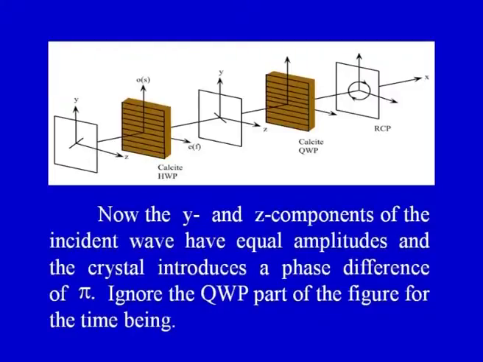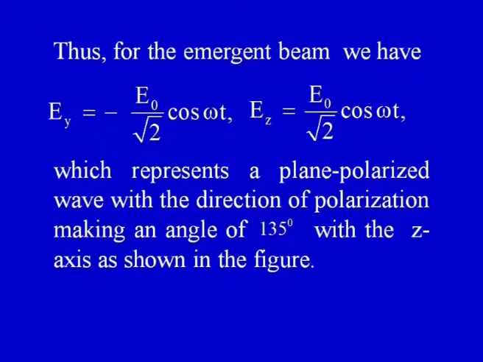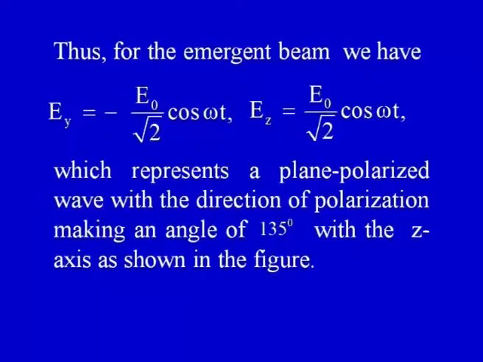Let us not consider the quarter wave plate part at the moment. Thus, for the emergent light beam in this case, we have Ey equal to minus E0 upon square root of 2 cos omega t, and Ez equal to E0 upon square root of 2 cos omega t. Note the minus sign which is appearing in the expression for Ey. This represents a plane polarized wave with the direction of polarization making an angle of 135 degrees with the z axis.